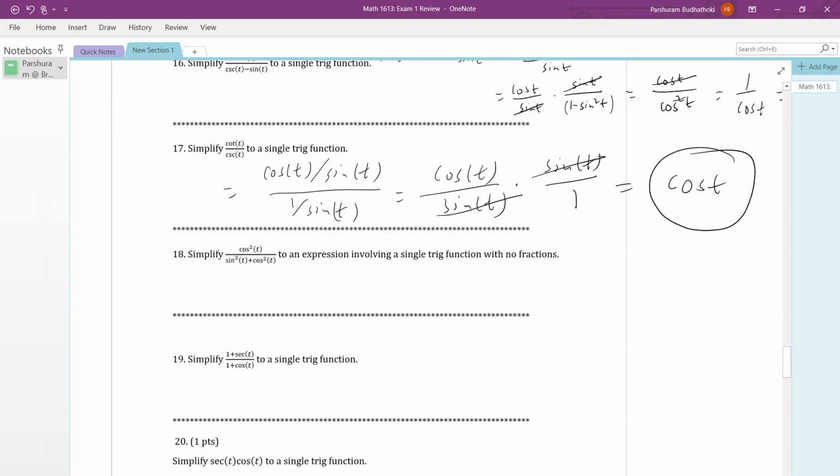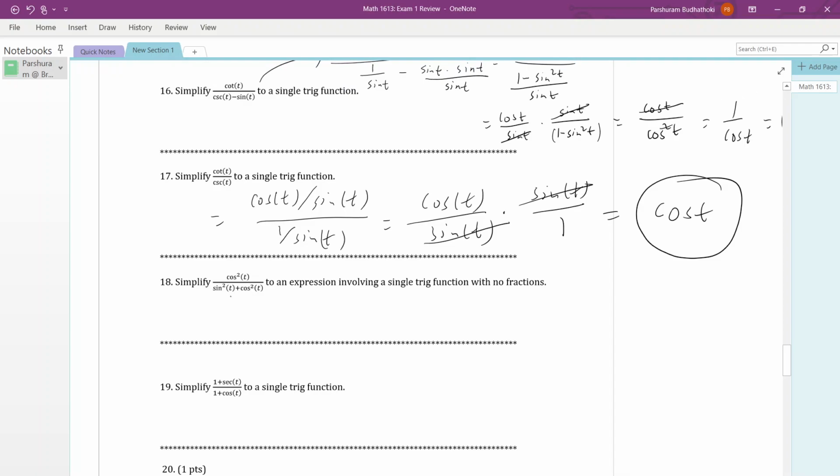For problem 18, for the top one you just have cosine square t, and for the bottom one it's just 1, because sine square t plus cosine square t is 1. So it's already simplified: cosine square t.